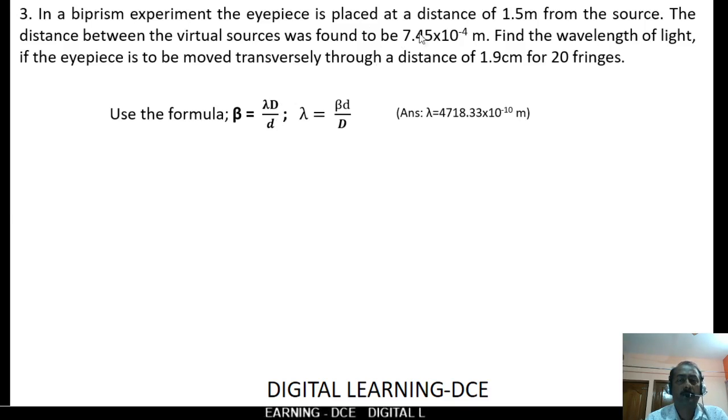Here, you are asked to calculate the wavelength of light used, lambda. For this one, you can rearrange this formula for lambda, that is equal to beta into d upon capital D. Here, the eyepiece is placed at a distance 1.5, this is the distance between the screen and the slit, that is capital D, that is 1.5. You can substitute for capital D 1.5. The distance between virtual sources small d is given as 7.45 into 10 to the power of minus 4. Then you can find the wavelength. On substituting all these values in this formula, you get lambda equals 4718 angstrom unit.